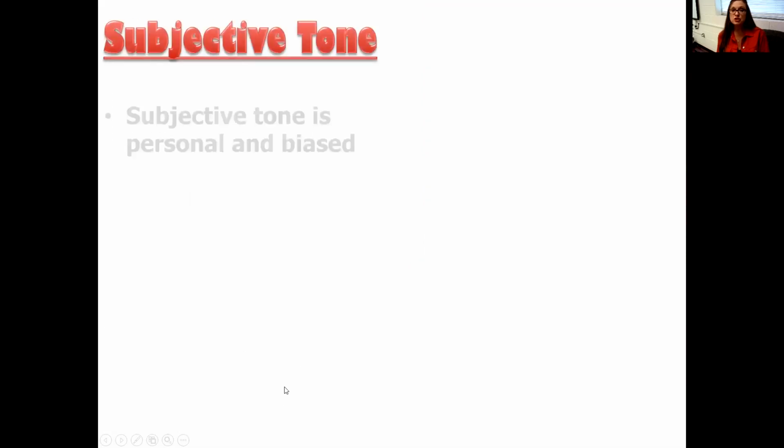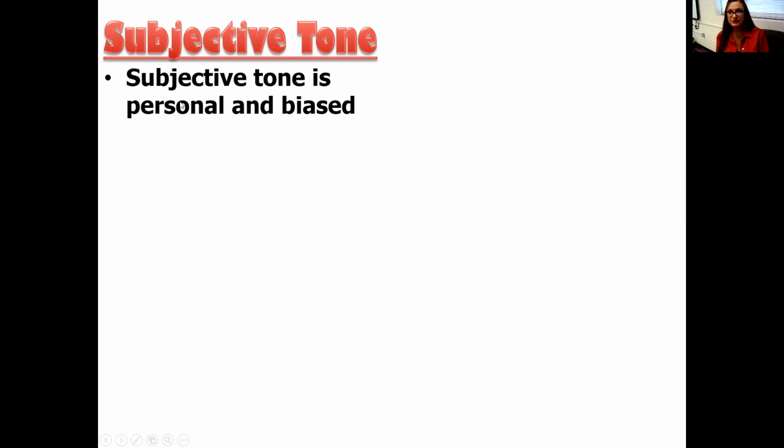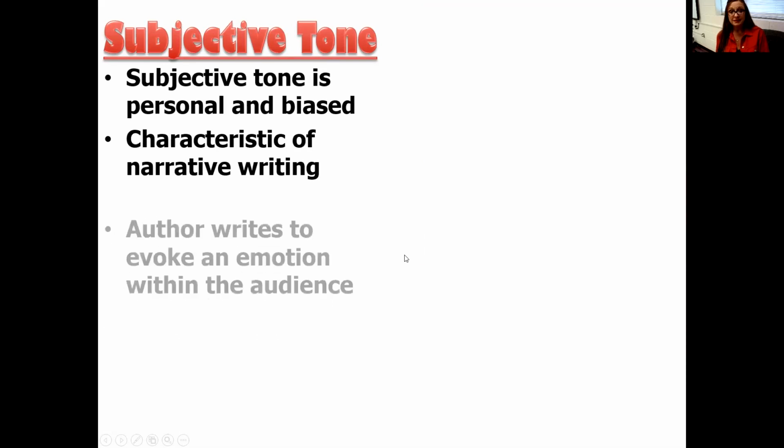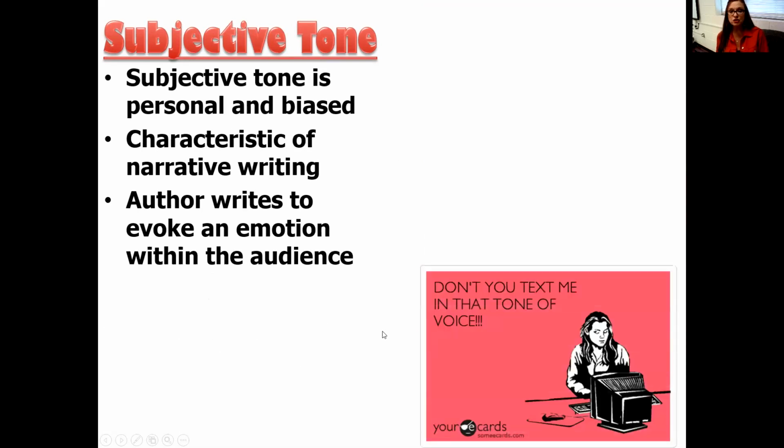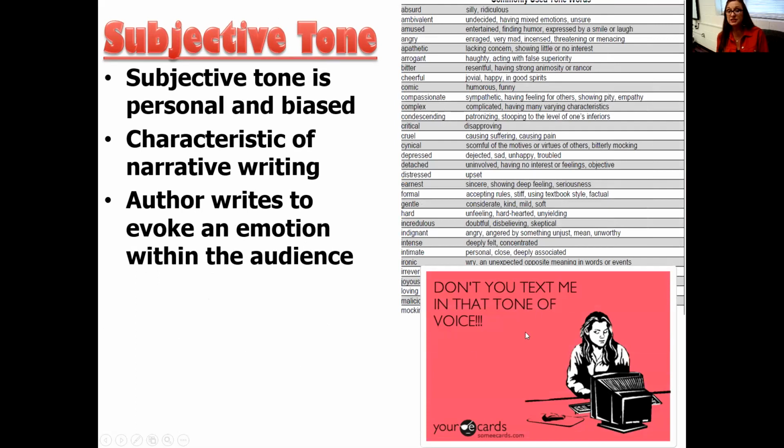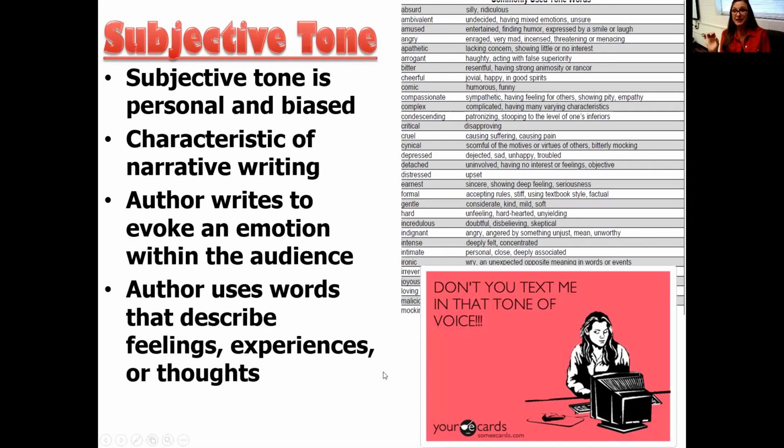Now let's talk about subjective tone. It is personal. It is biased. It does have emotion. The author is writing to evoke an emotion with the audience, and it's narrative in nature. "Don't you text me in that tone of voice." You can tell when someone is using a tone of voice. You type it in all capitals, or we short text. So we've even been able to express our tone in our text messages. Examples would be stories or poems.